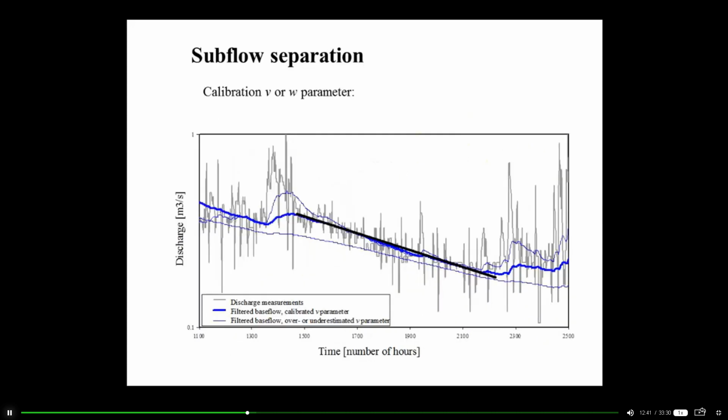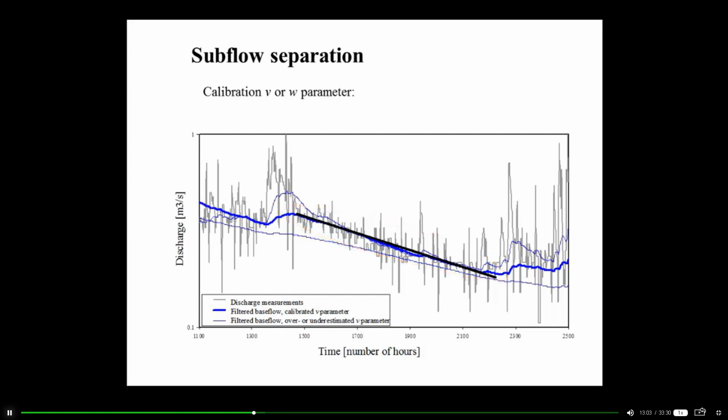Next we come to the second parameter of the filter, which is the W parameter. And obviously what we aim for with our filter is that the base flow filter result is close to the real base flow. So that means that the base flow as a result of the filter should follow the total flow as close as possible during the base flow recession periods.